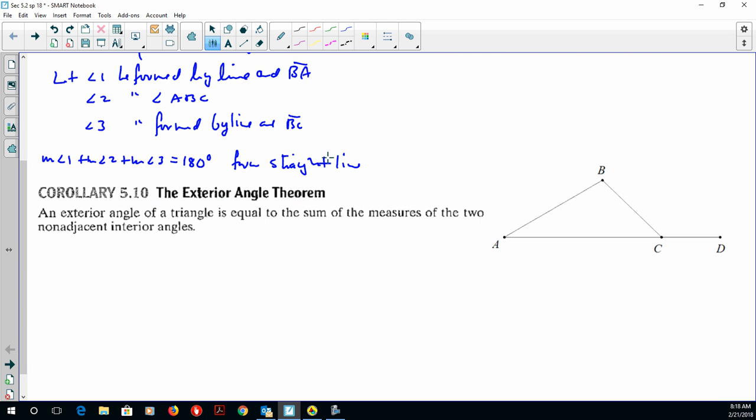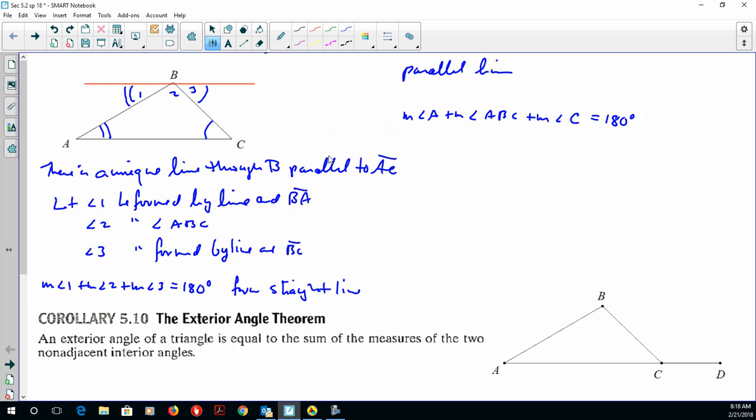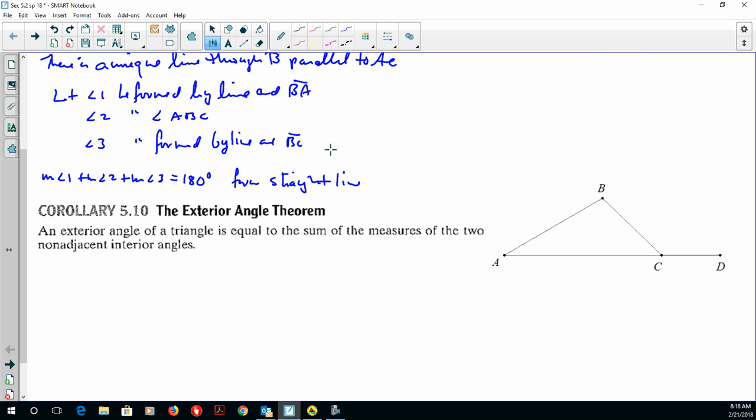Okay, and here's an exterior angle theorem that's a little stronger than the one we had the other day. The one we had the other day said that when you have a triangle here, this exterior angle was greater than either one of those. We're going to say a little bit more here. An exterior angle of a triangle is equal to the sum of the measures of the two non-adjacent interior angles. In other words, and again, I'll go through this rather quickly.